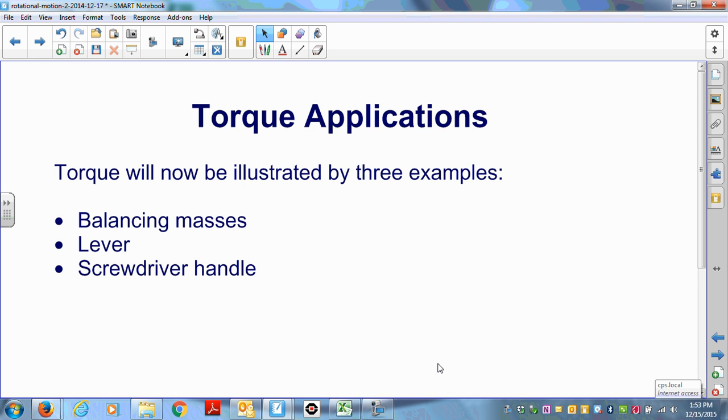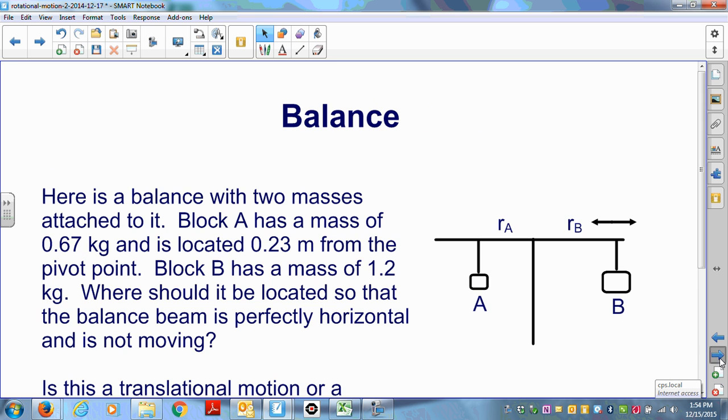Okay, let's talk about some torque applications. We're going to use torque to illustrate three different types of examples. First, we're going to talk about balancing masses, then we're going to talk about levers, and then we're going to talk about a screwdriver handle.